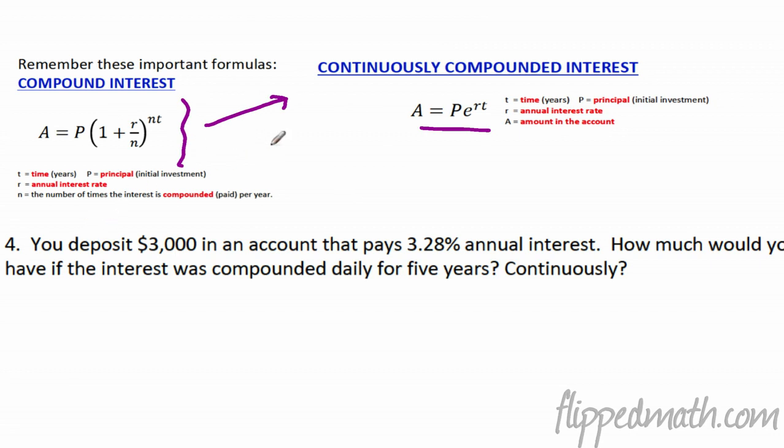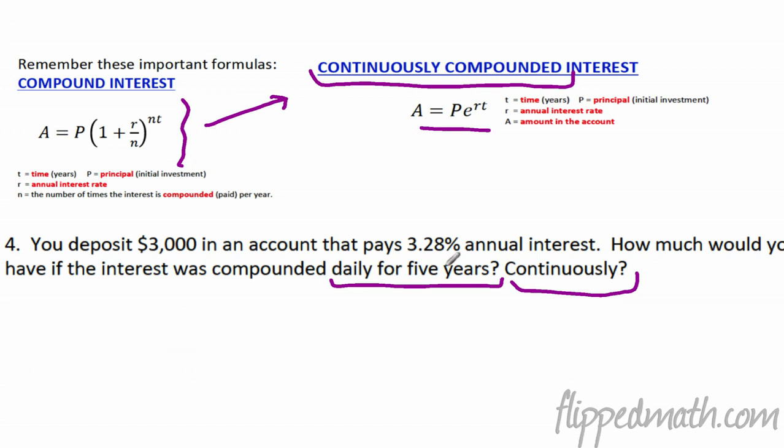Basically what you have to identify in these types of problems is, first, what type of interest are you doing? Are you doing it several distinct times throughout the year or over a month or something like that? Or is it compounded continuously? It'll have to tell you that, and we're going to give you these formulas. So here we go. If you deposit $3,000 in an account that pays 3.28% annual interest, how much would you have if the interest was compounded daily for 5 years or continuously? So we're going to use two different formulas to do this one.